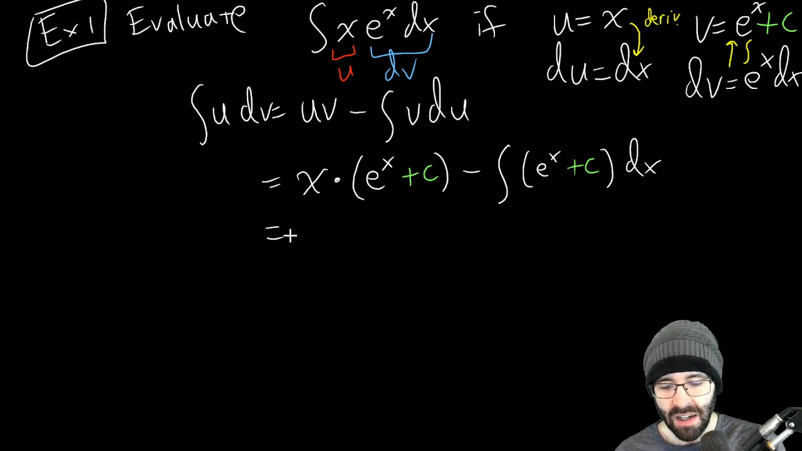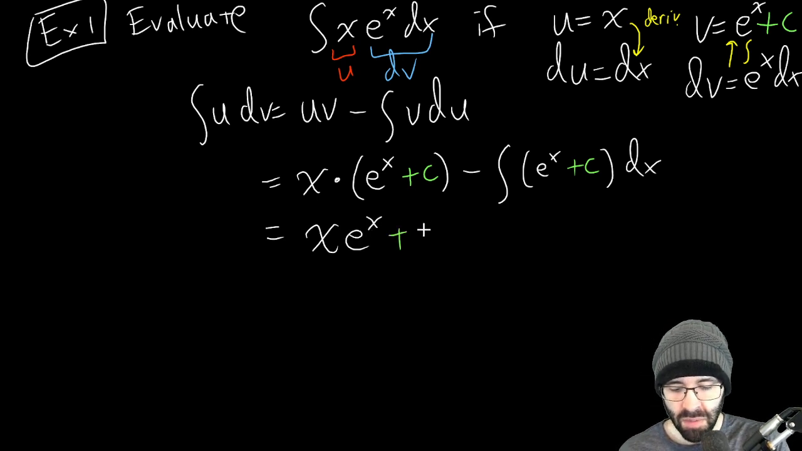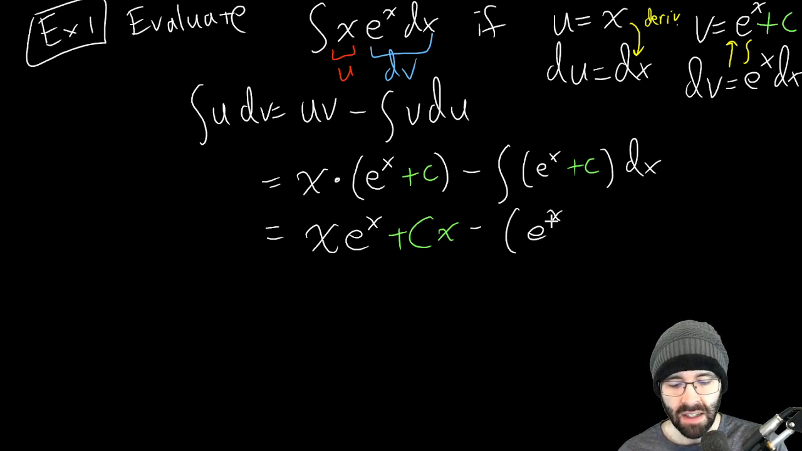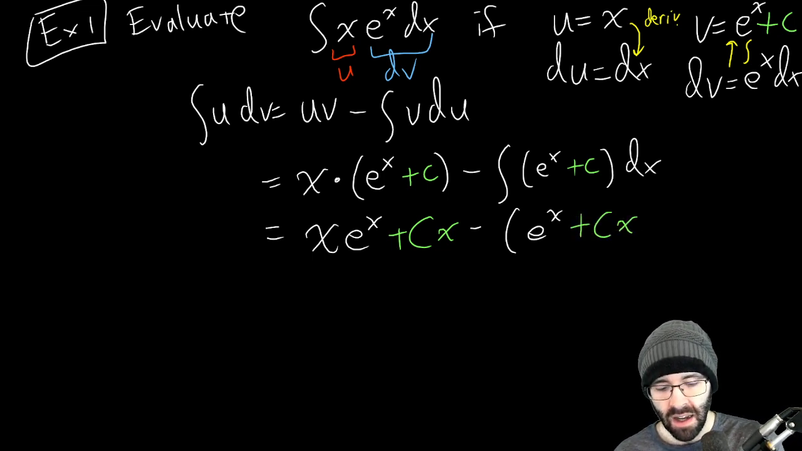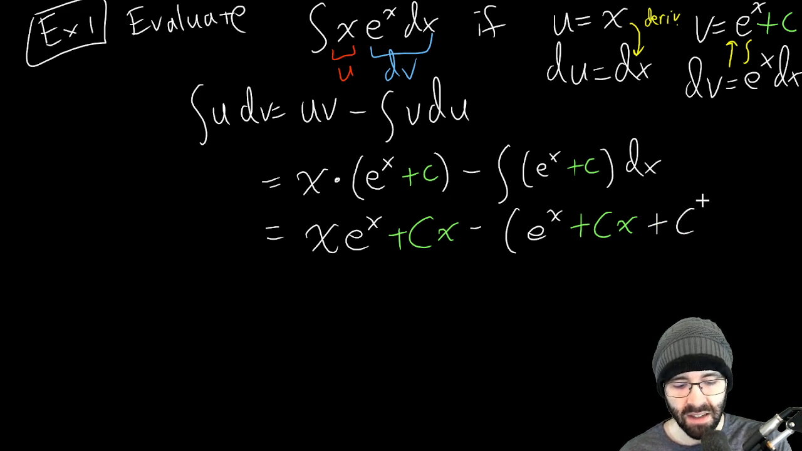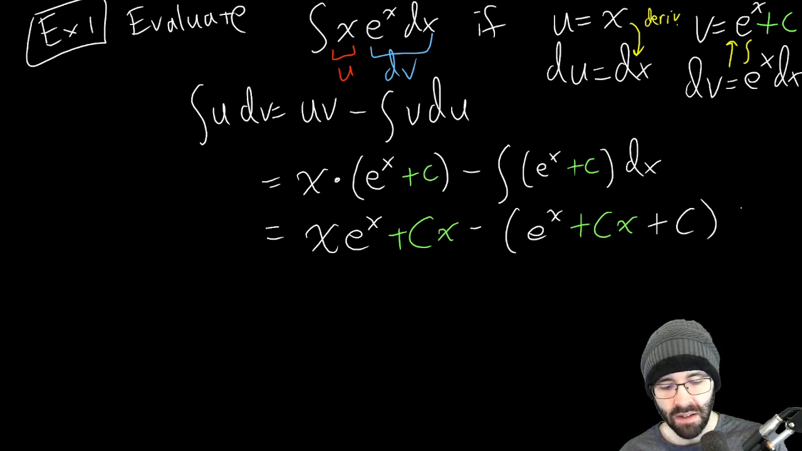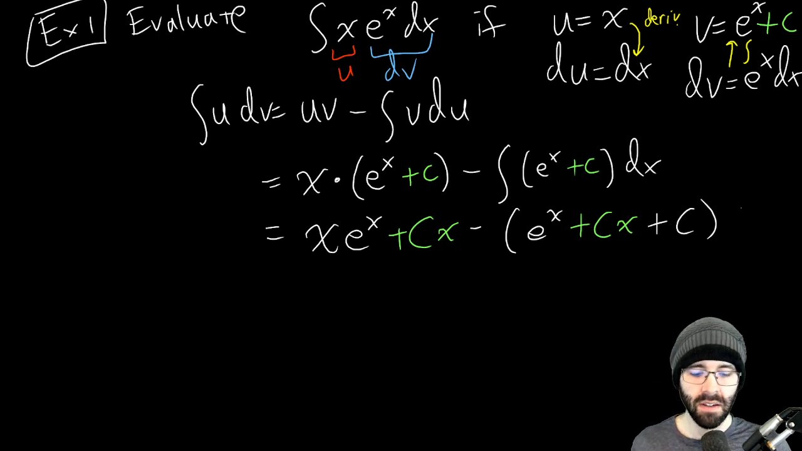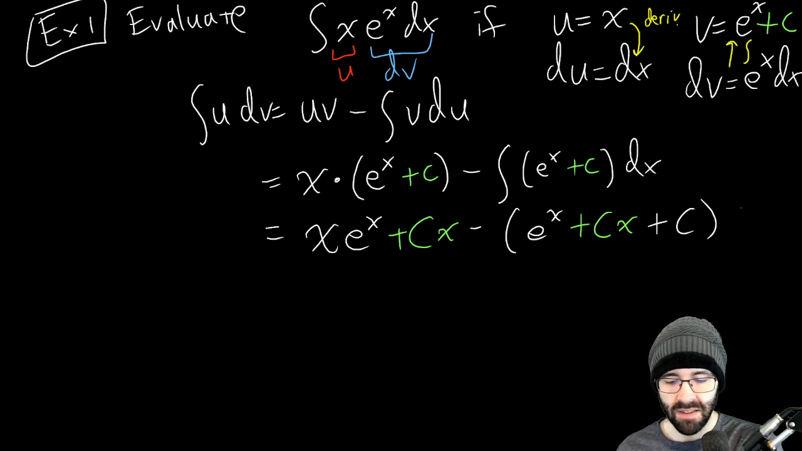Neat. So what we get is x times e to the x plus x times c, or we can call it cx. We usually write the constant first. Okay, minus this antiderivative. Well, the antiderivative of e to the x is e to the x, and then we have the plus cx, and then we have another plus c. Oh, we should call them different c's. Call this, I don't know, c2.